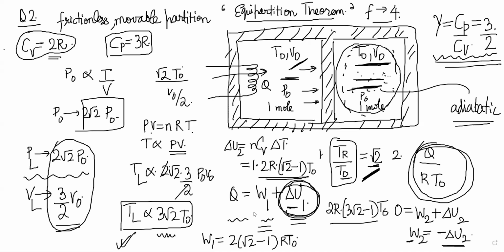And now we can write the equation and we'll get Q is equal to this work done plus this internal energy change. You can take 2 RT naught common, and you will get root 2 minus 1 plus 3 root 2 minus 1, right? So 4 of it, 2 RT naught common, 4 root 2 minus 2, right? So you can now take Q by RT naught as 2 times 4 root 2.